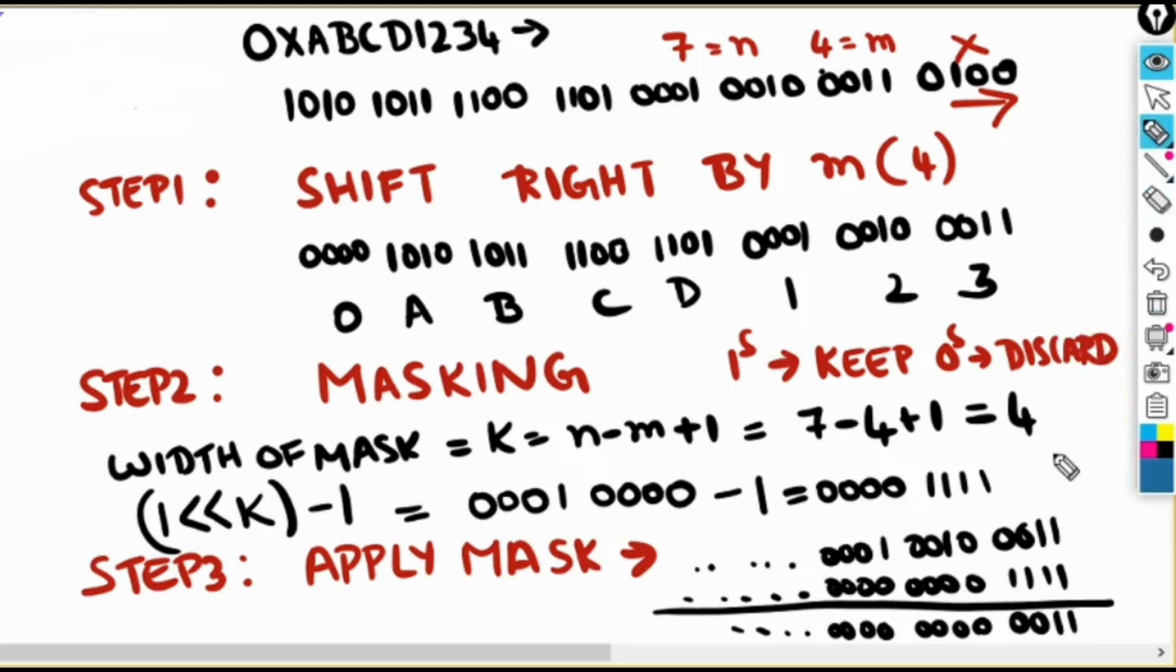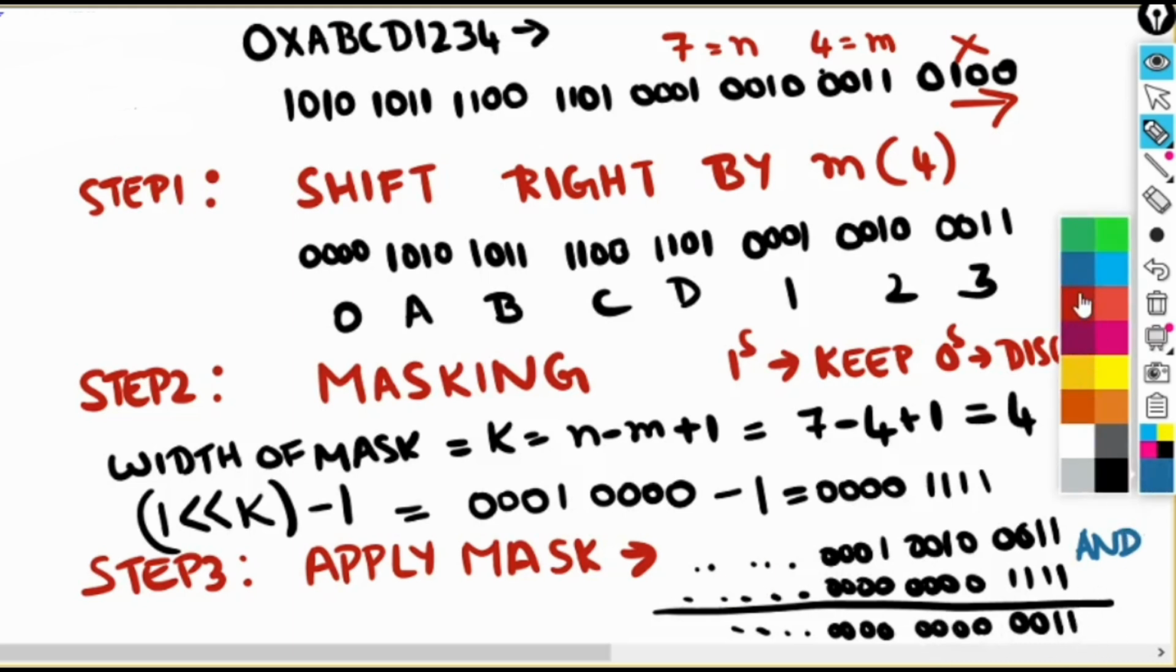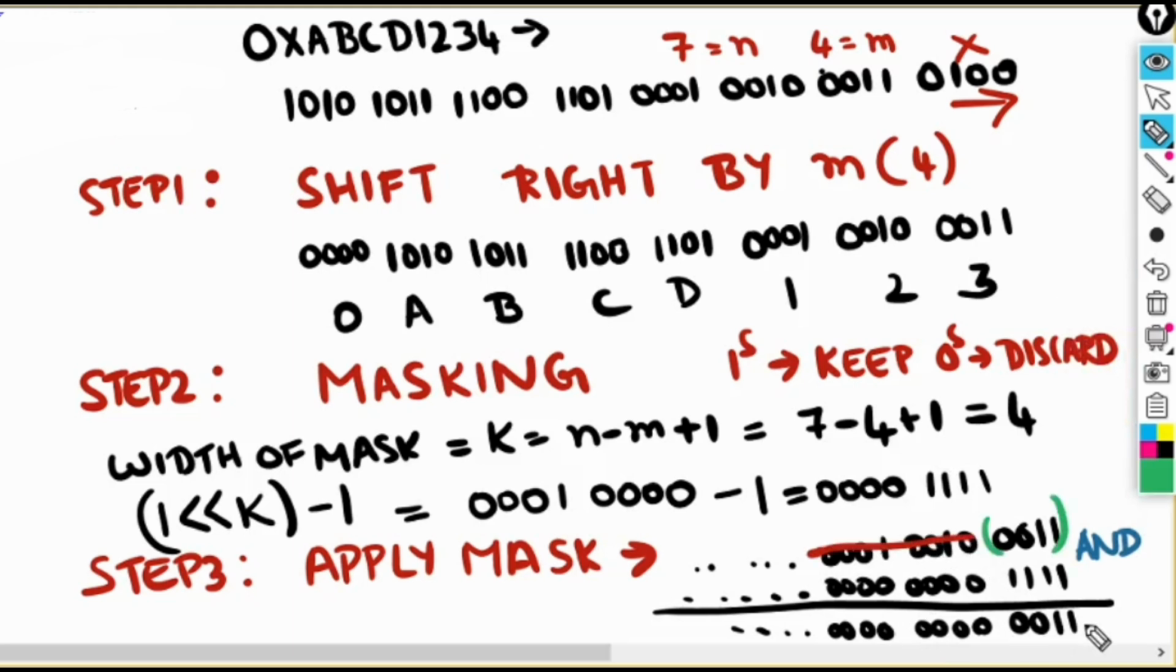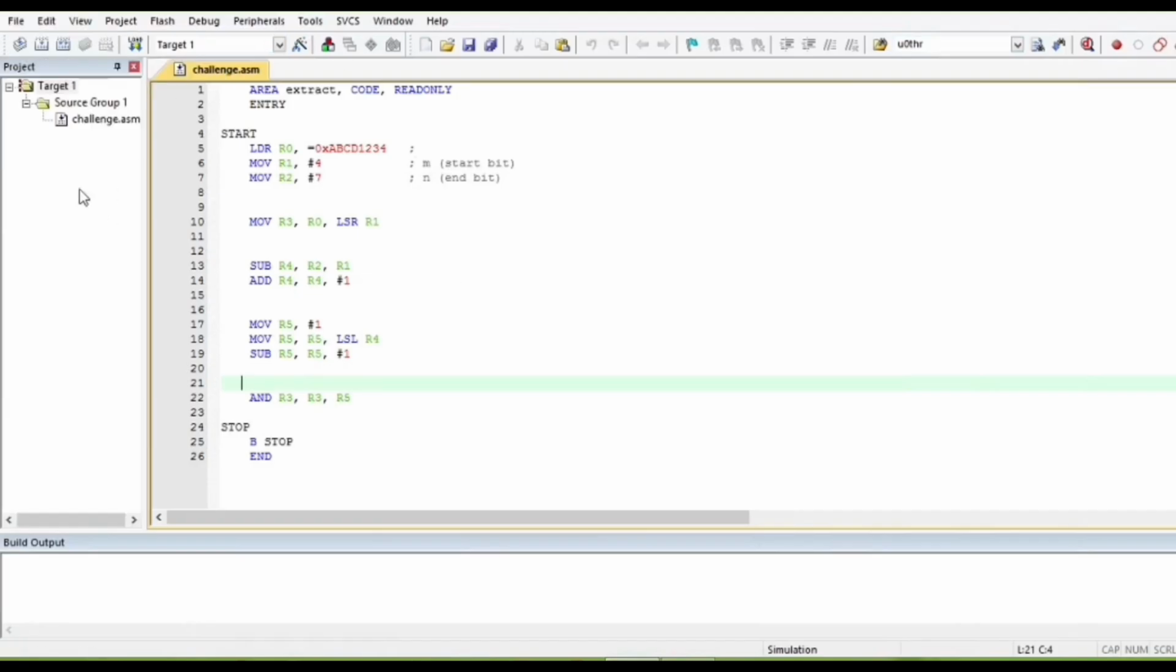Finally, we apply the mask using the AND operation. So, when you AND the shifted data with the mask, we obtain our final result. This removes all unwanted bits and keeps only the required range. Let's see if this code has any errors. No errors, so we'll go ahead with the debugging.